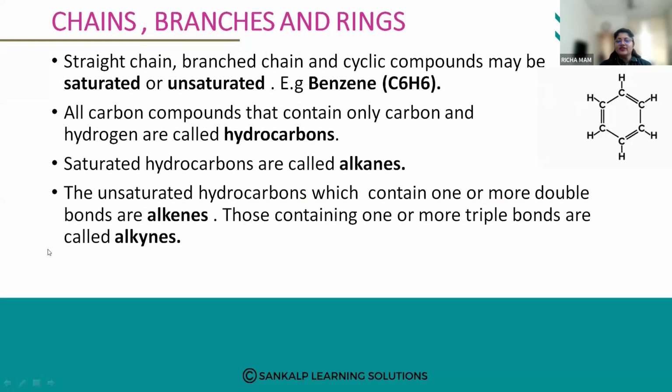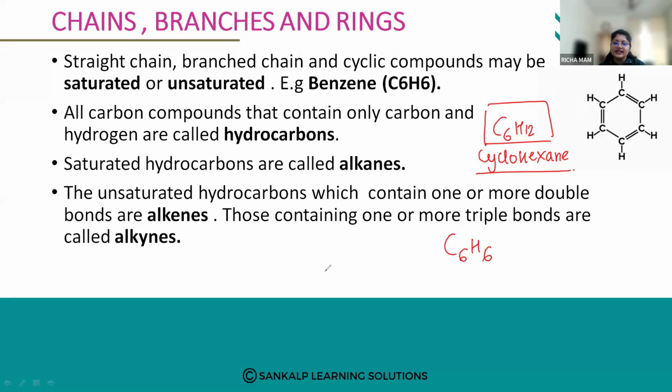So now what we have seen is that straight chain compounds are there, branch chain compounds are there, and cyclic compounds are there. These straight chain, cyclic, and branch chain compounds can be saturated as well as unsaturated. Just now we have seen C6H12. That was a saturated compound, cyclohexane. It can also be present in an unsaturated form, that is C6H6.